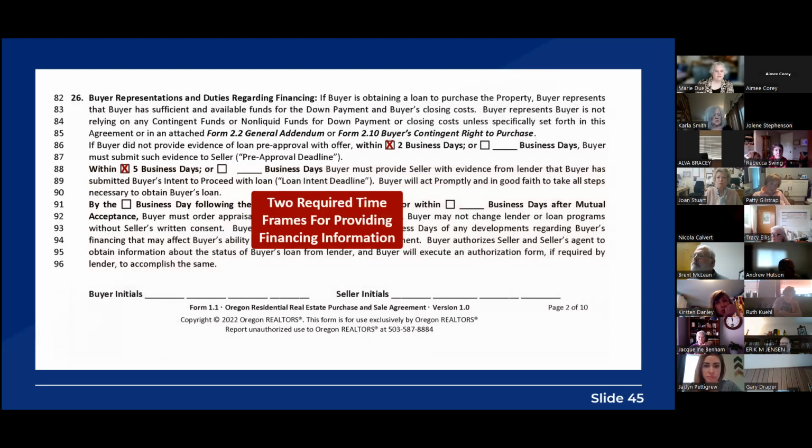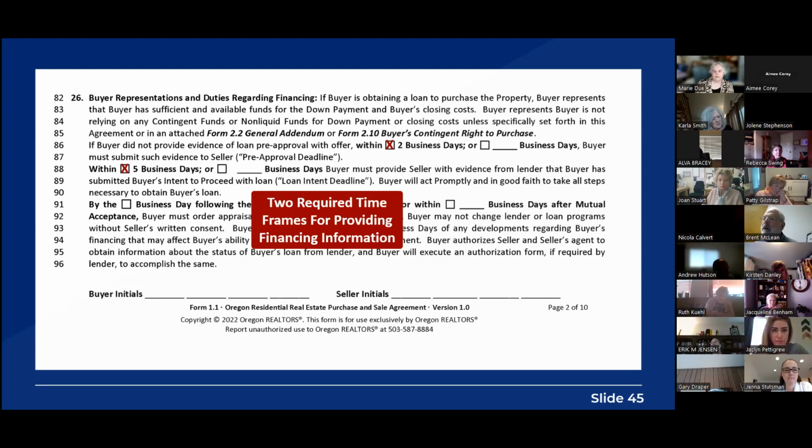Buyer representations and duties regarding financing. They either have a pre-approval letter, or they'll get one within 2 business days or X, and the buyer must submit such evidence to seller by a pre-approval deadline. You can create a deadline, with 5 business days or blank, fill in a number. The buyer must provide seller with evidence from a lender that the buyer has submitted the buyer's intention to proceed with the loan. Buyer will act promptly and in good faith to take steps necessary to obtain the loan.